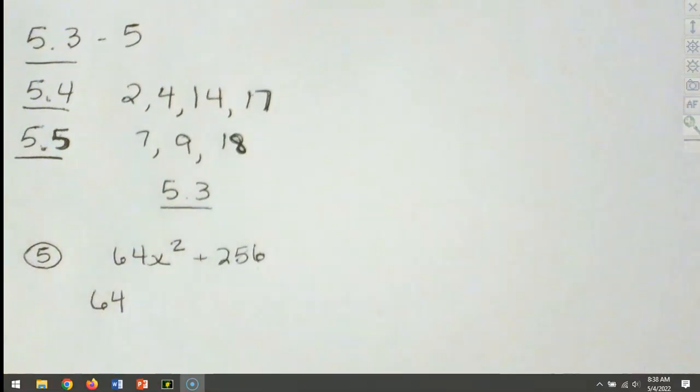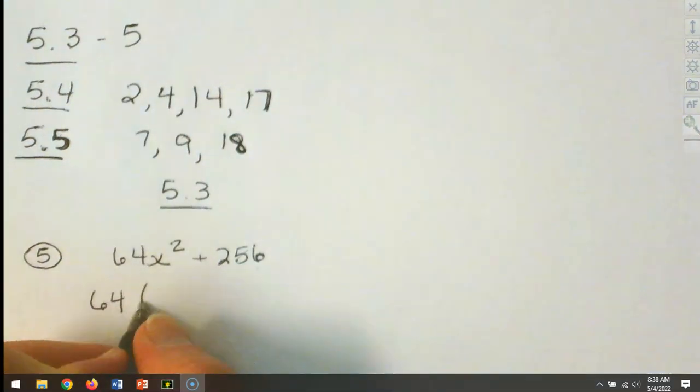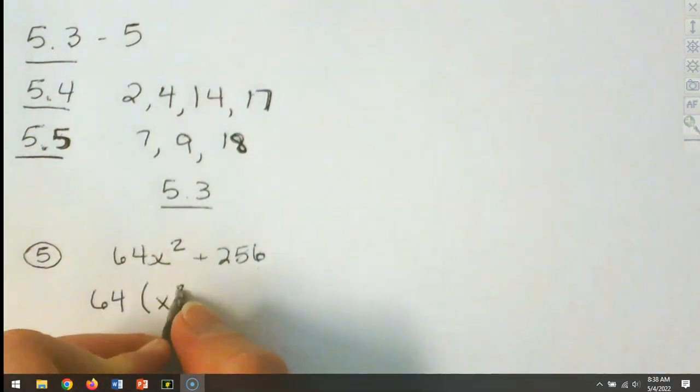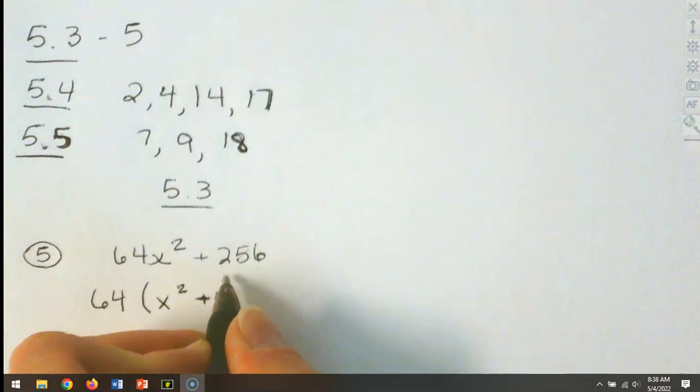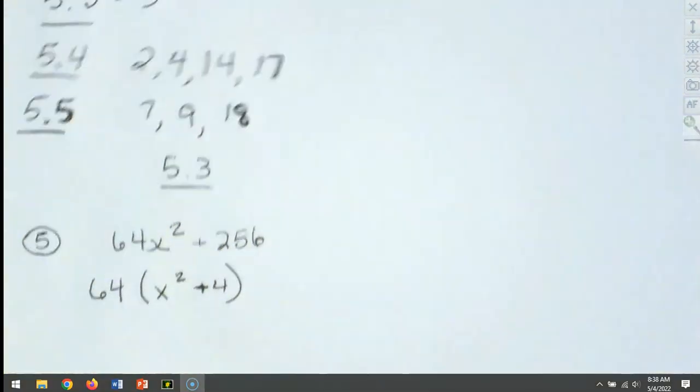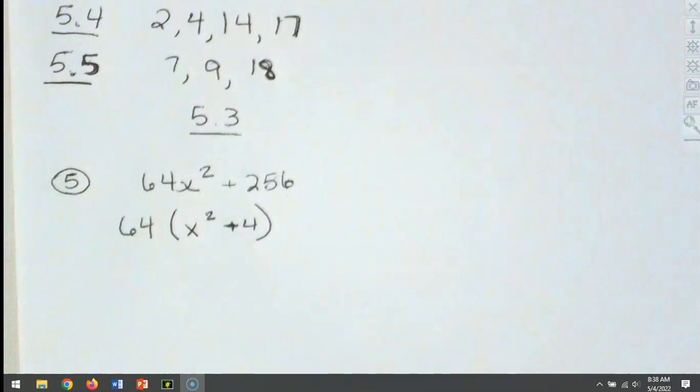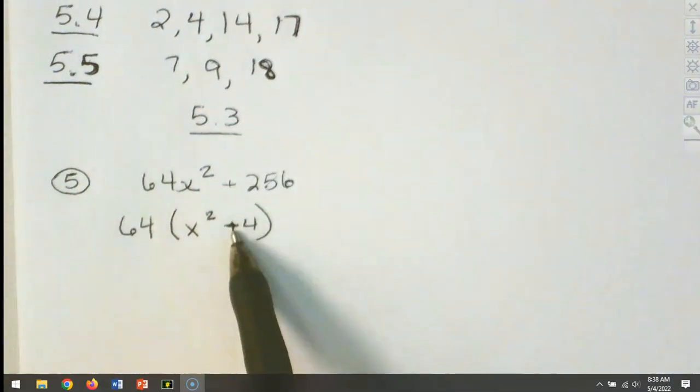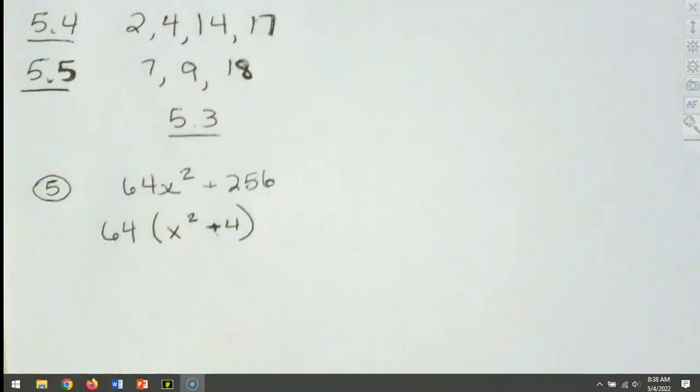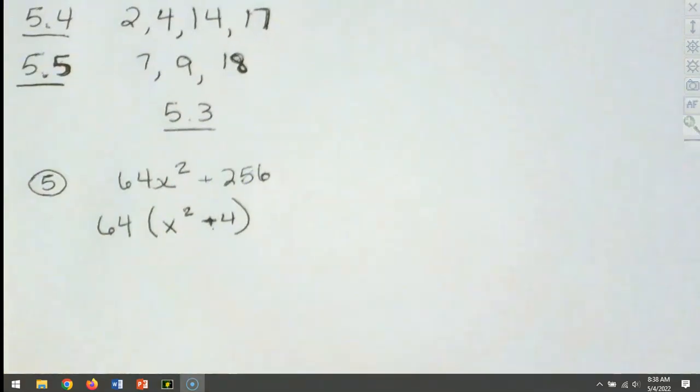So what we can do is we can take out our greatest common factor of a 64. And that's going to then leave you with x squared plus 4. Now, can we go any further? No. Why not? Because it's a sum. If this was a difference, we could factor it as a difference of squares. But that's all we can do because of the sum.